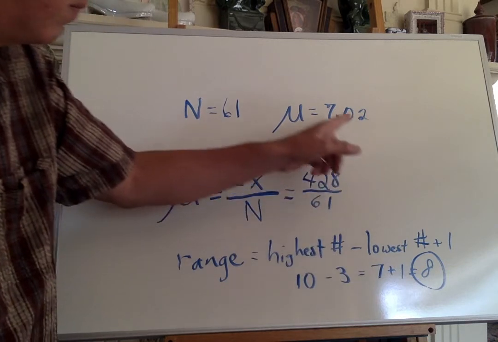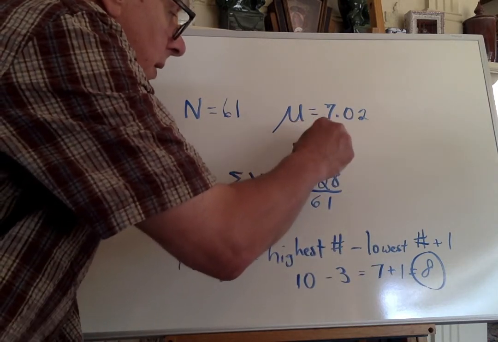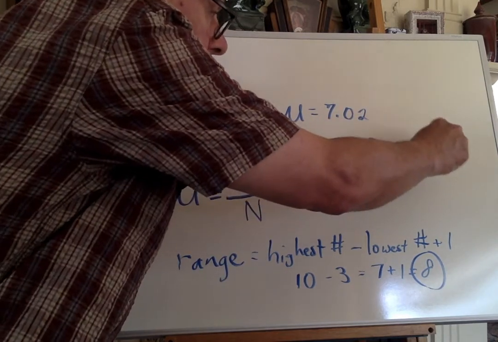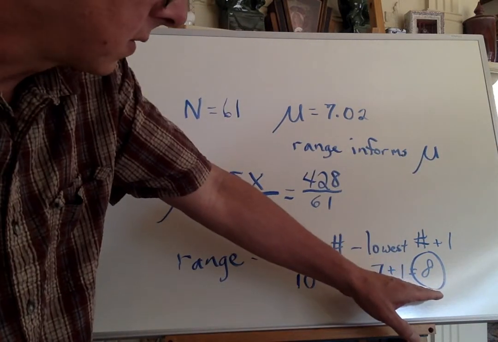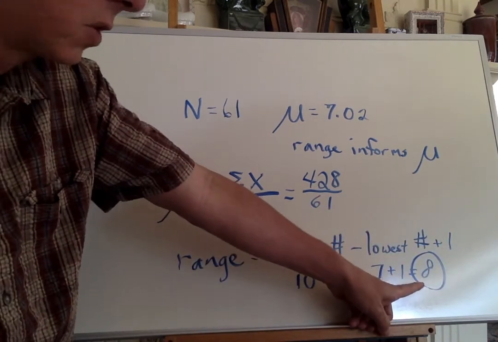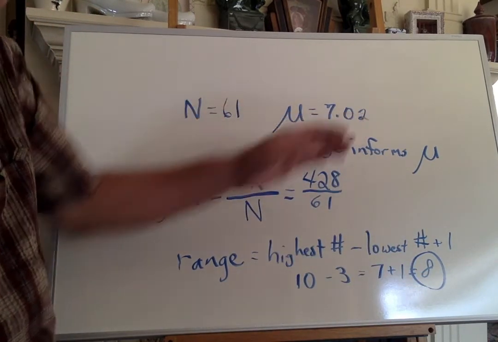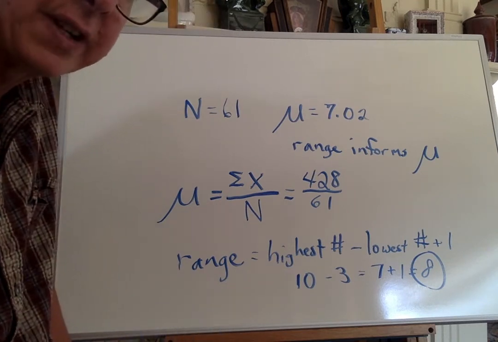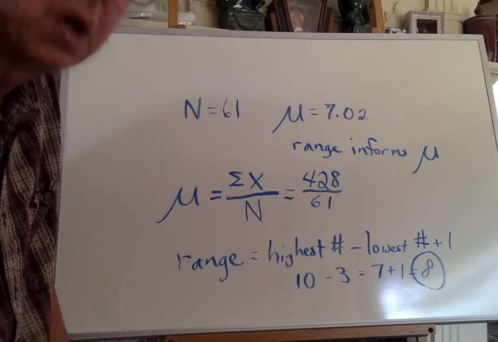This tells us more about this, okay? And so one of the questions I ask sometimes on an exam, I say, what does it mean when I say the range informs the mean, okay? Well, this tells us a little bit about the spread outness of the scores. The scores go across 8 units and we got a mean of 7.02. If all of the scores were between 7 and 8, what would our range be?